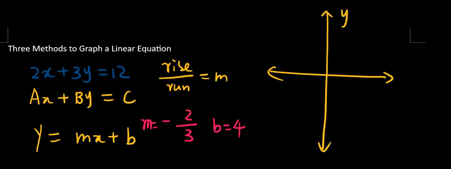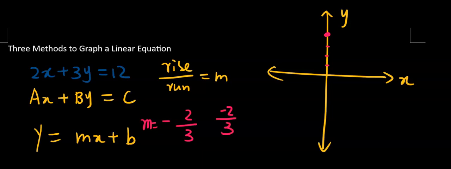Okay, y and x. Step 1, we're going to graph this y-intercept. Y-intercept is 4. 1, 2, 3, 4. Okay, slope is negative 2 over 3. What you can do is put this negative sign on top. You're going to say negative 2 over 3.